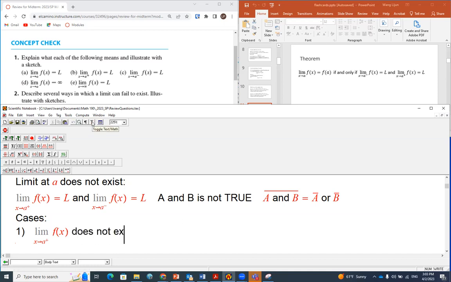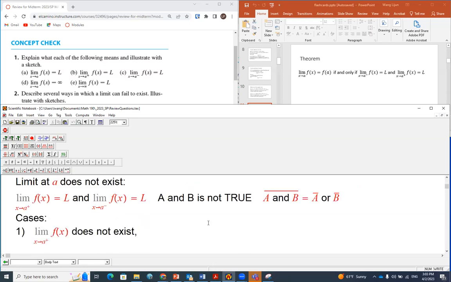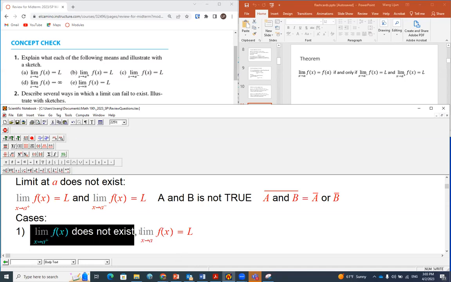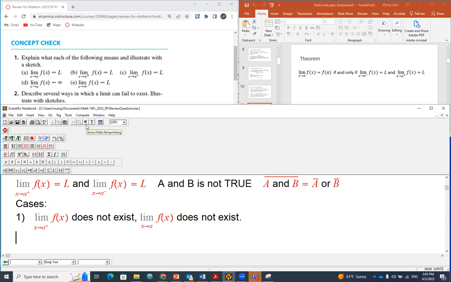Does not exist. And then we can say this limit does not exist. You follow me? I hope you follow me. If you can demonstrate that this does not exist, then you can say directly that this limit does not exist. Okay, I will show you examples and homework we've done.